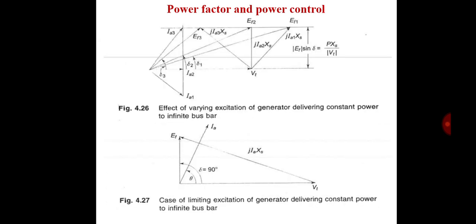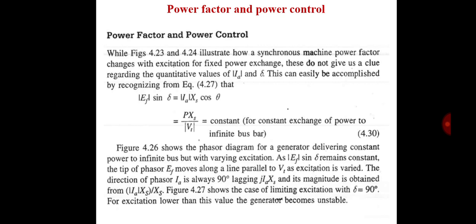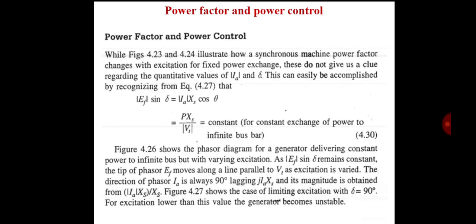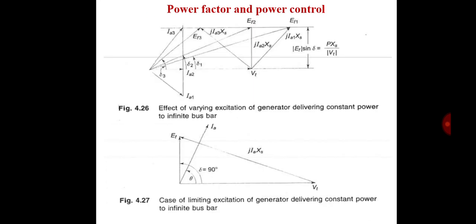4.26, we see the phasor diagram of a generator delivering constant power to an infinite bus but with varying excitation. As EF sin delta remains constant, the tip of phasor EF moves along a line parallel to VT as excitation is varied. The direction of phasor IA is always 90 degrees lagging jIA into XS. We see the diagram here: effect of varying excitation of a generator delivering constant power to an infinite bus.